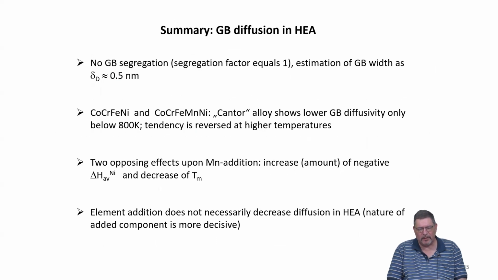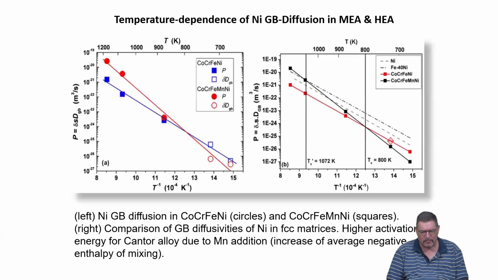So it means it's nice that we have no grain boundary segregation. We can directly measure the width of our concentration profile. The Cantor alloy shows lower grain boundary diffusivity only below 800 Kelvin, so only in a certain range of temperatures, right? Here.